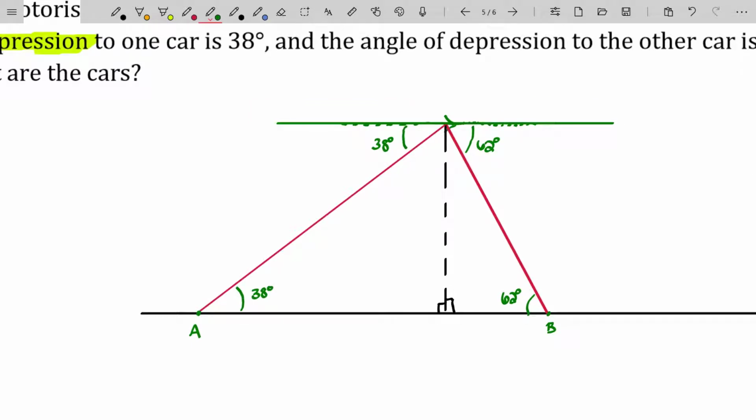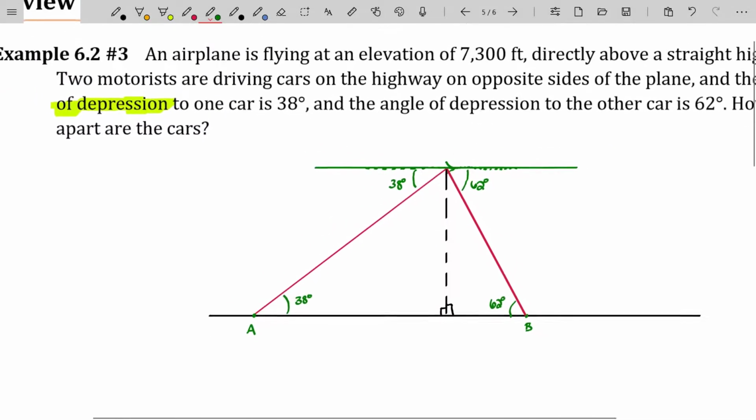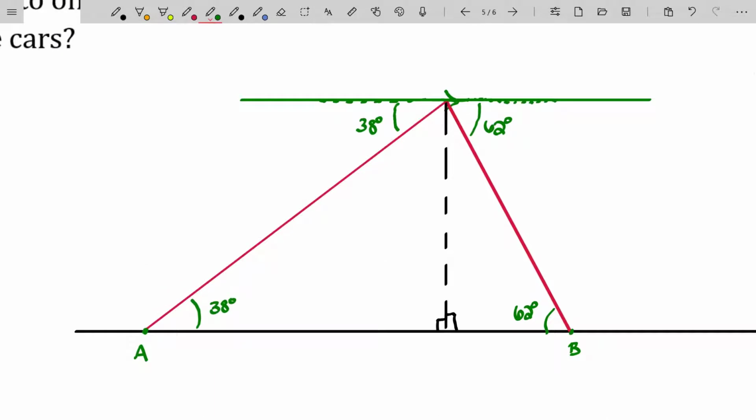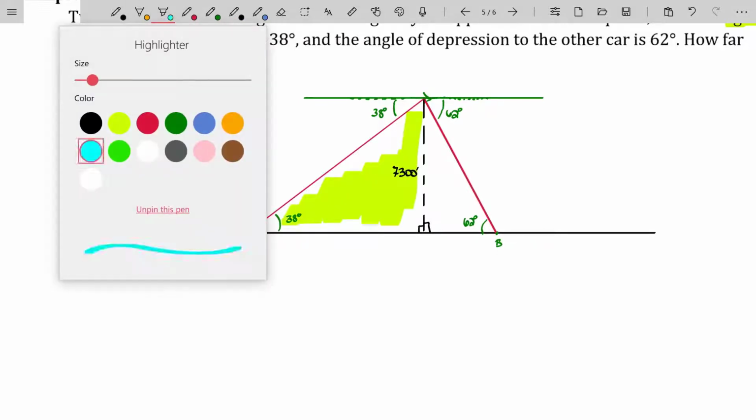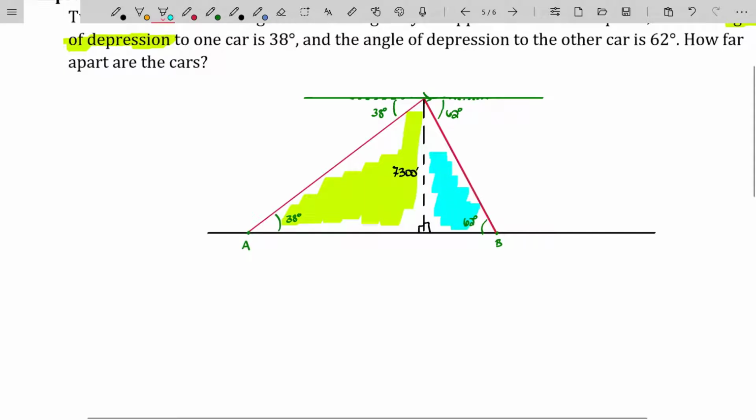We want to know what the distance is between car A and car B. We also know that that black vertical length is 7,300 feet. 7,300 feet. And this breaks the world into two different triangles. We have the triangle I'll highlight here. And then we have the rightmost triangle, which is this guy right here. And we can find the floor lengths of those.